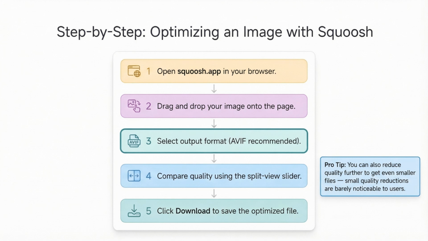You can reduce quality slightly beyond the default to get an even smaller file size, and in most cases, the difference is barely noticeable to the human eye. The goal is to find that sweet spot, visually good enough, but as small as possible. Under 100 kilobytes is the target.